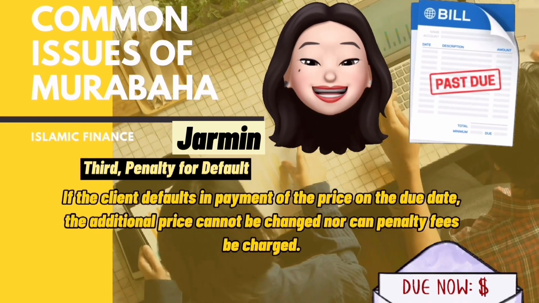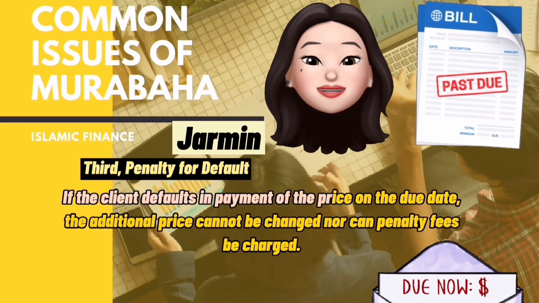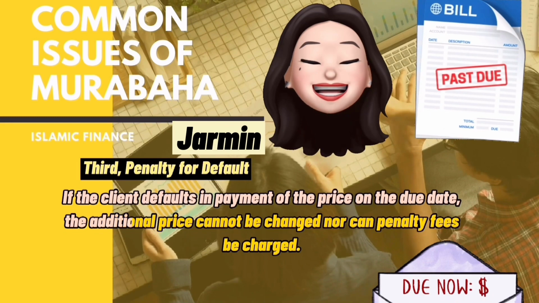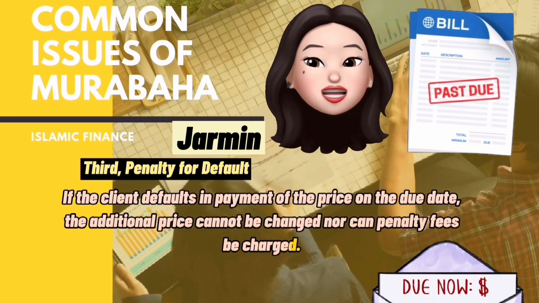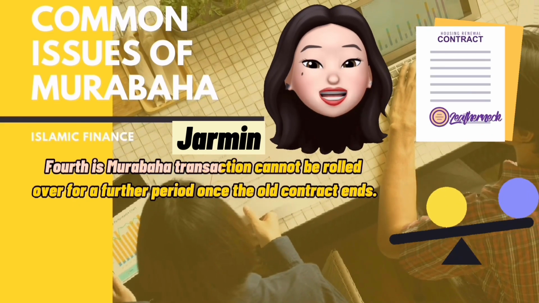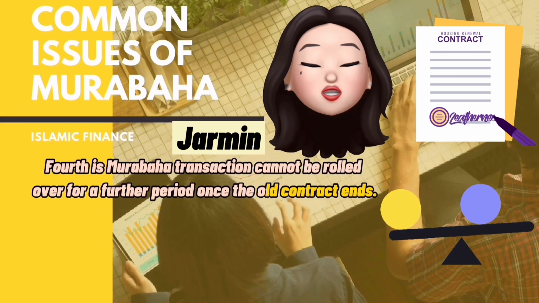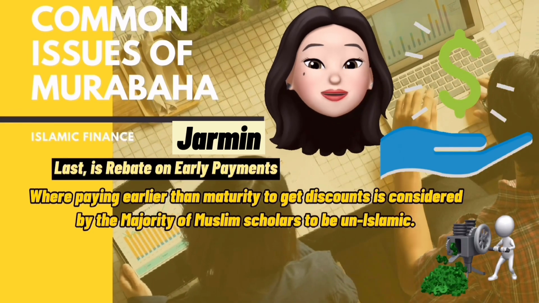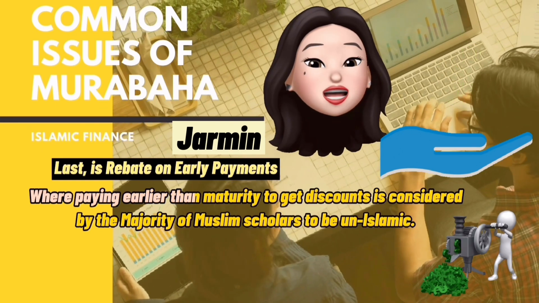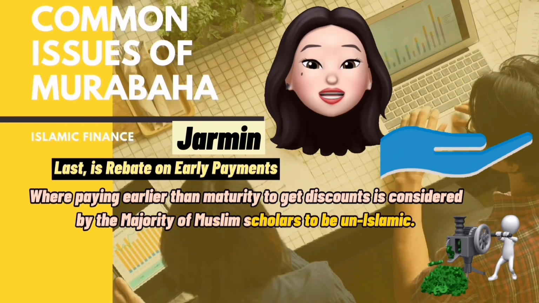Third is the penalty for default. If the client defaults in payment of the price on the due date, the additional price cannot be changed nor can penalty fees be charged. Fourth is Murabaha transaction cannot be rolled over for a further period once the old contract ends. And last on the list is rebate on early payments, where paying earlier than maturity date to get discounts is considered by the majority of Muslim scholars to be un-Islamic.